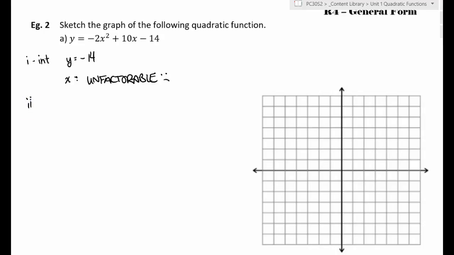So step 2 is to figure out the x value of your coordinate, or your axis of symmetry. Because we can't find our x-intercepts, we can't use the mean theorem, so we have to use x equals -b over 2a, which means it's going to be -10 divided by 2 times -2, which gives me positive 10 divided by 4, or 5/2.